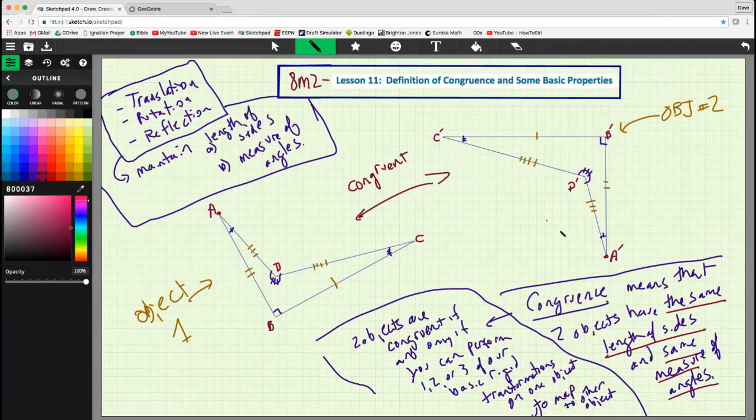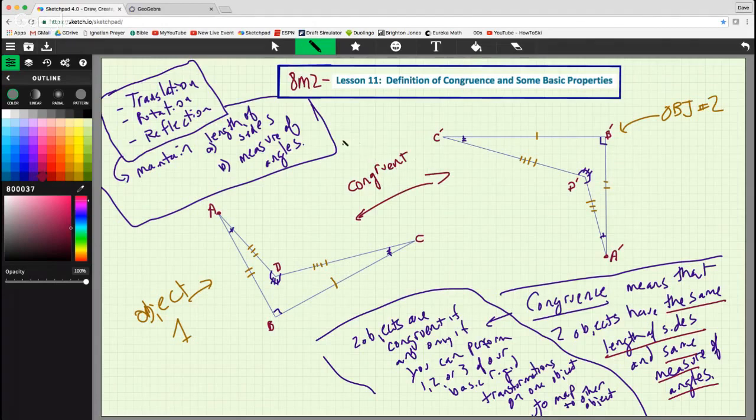Now, what that means is that we can actually perform a translation, rotation, and or reflection, one or more of these, to actually map this one object onto this object.